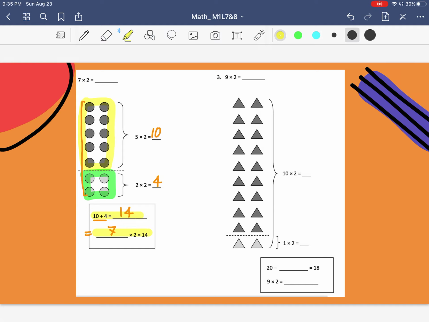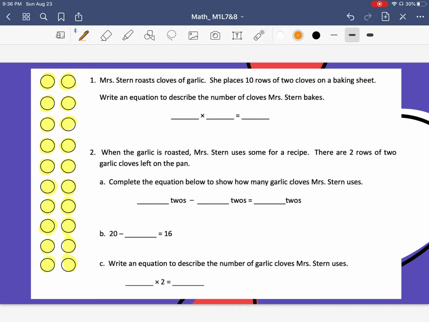We have triangles, and in total, we have 10 rows of triangles. So when we count this triangle, we have 10. However, it's taking away 1 row of 2. So when there were 10 rows, we had 20 triangles, but it's taking away 1 row. So in total, there are 18 triangles. And this is the same as 9 times 2, which is 18. Moving on to the next question.